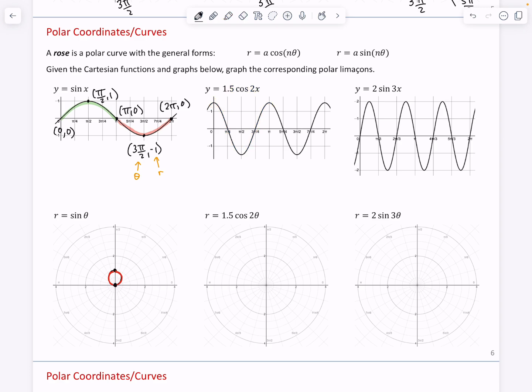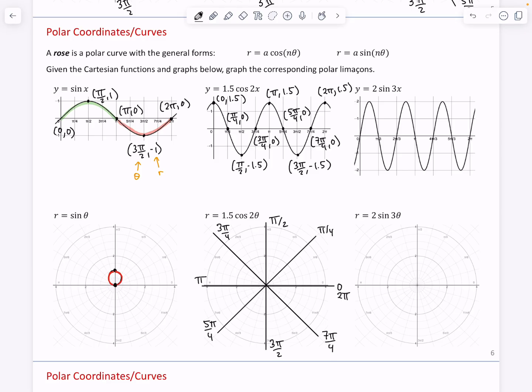Some key points are (0, 1.5), (pi fourths, 0), (pi halves, negative 1.5), (3 pi fourths, 0), (pi, 1.5), (5 pi fourths, 0), (3 pi halves, negative 1.5), (7 pi fourths, 0), and (2 pi, 1.5). The angles of significance in this graph will be shown here, every multiple of pi fourths basically. Let's focus on this first green portion.